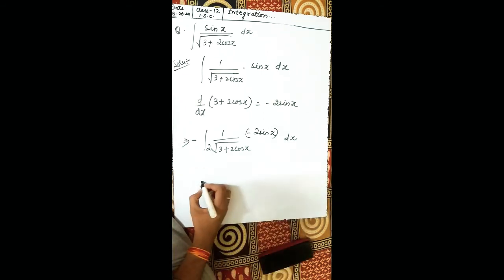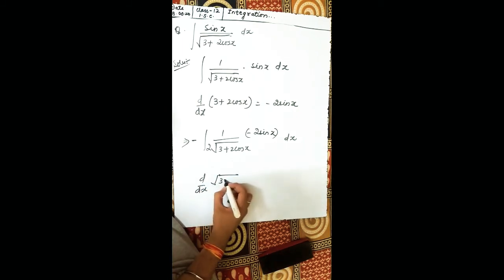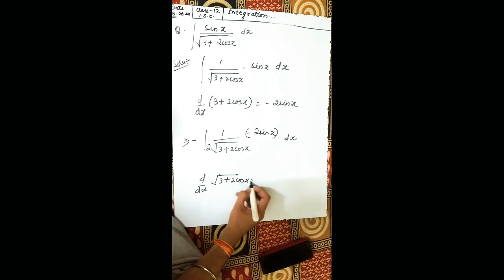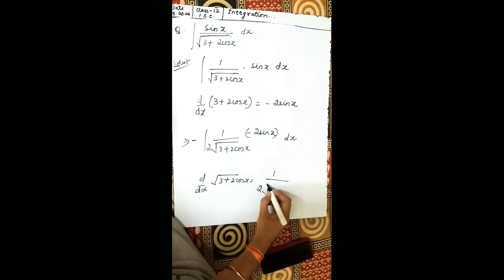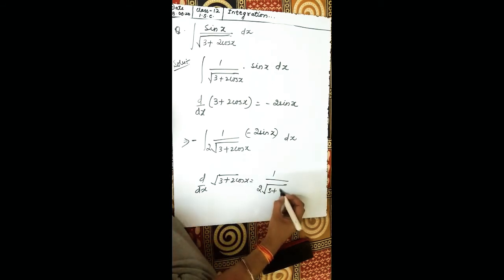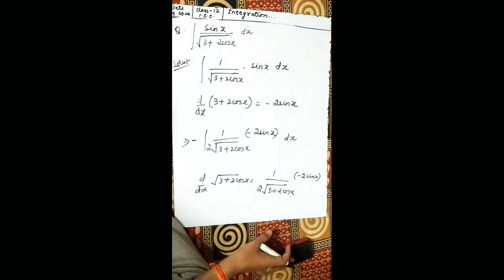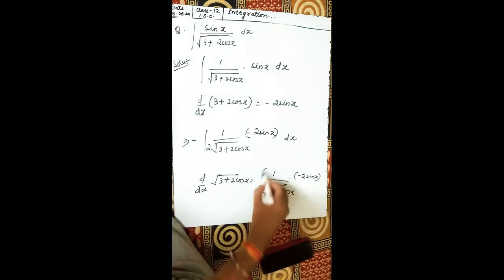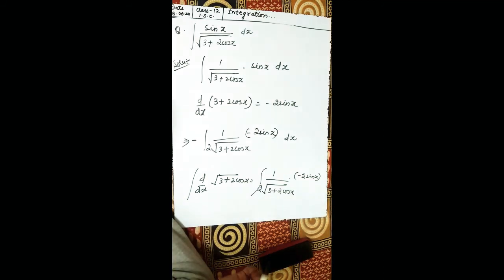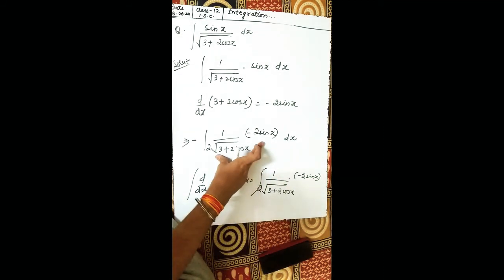So that is what we are having the condition here. Just let me explain to you. What is the differentiation of under root of 3 plus 2 cos x? Your answer will be 1 upon 2 root 3 plus 2 cos x into minus of 2 sin x. Will it be this one? Okay, so if you integrate both the sides, this is already here.